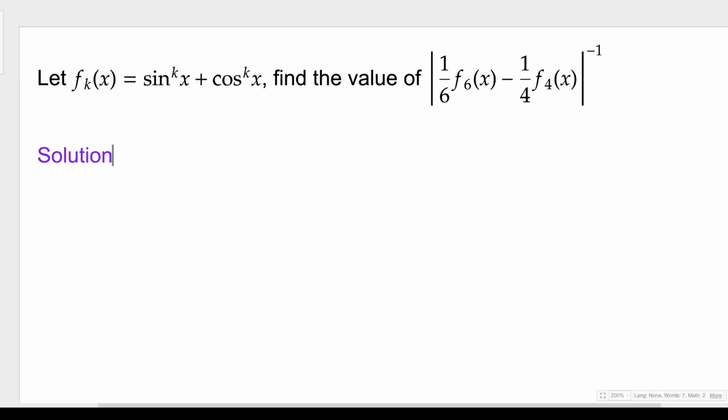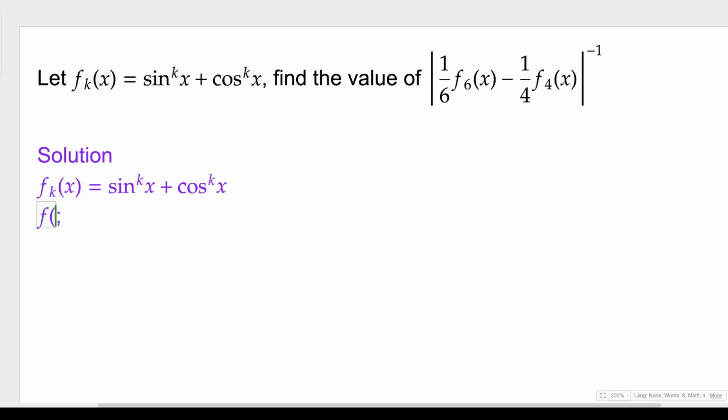Now consider this given problem statement. It is given here that f subscript k of x is sin x power k plus cos x power k. So we need to compute the value of this. First of all, this is the given quantity to us. This is the given function to us, right?